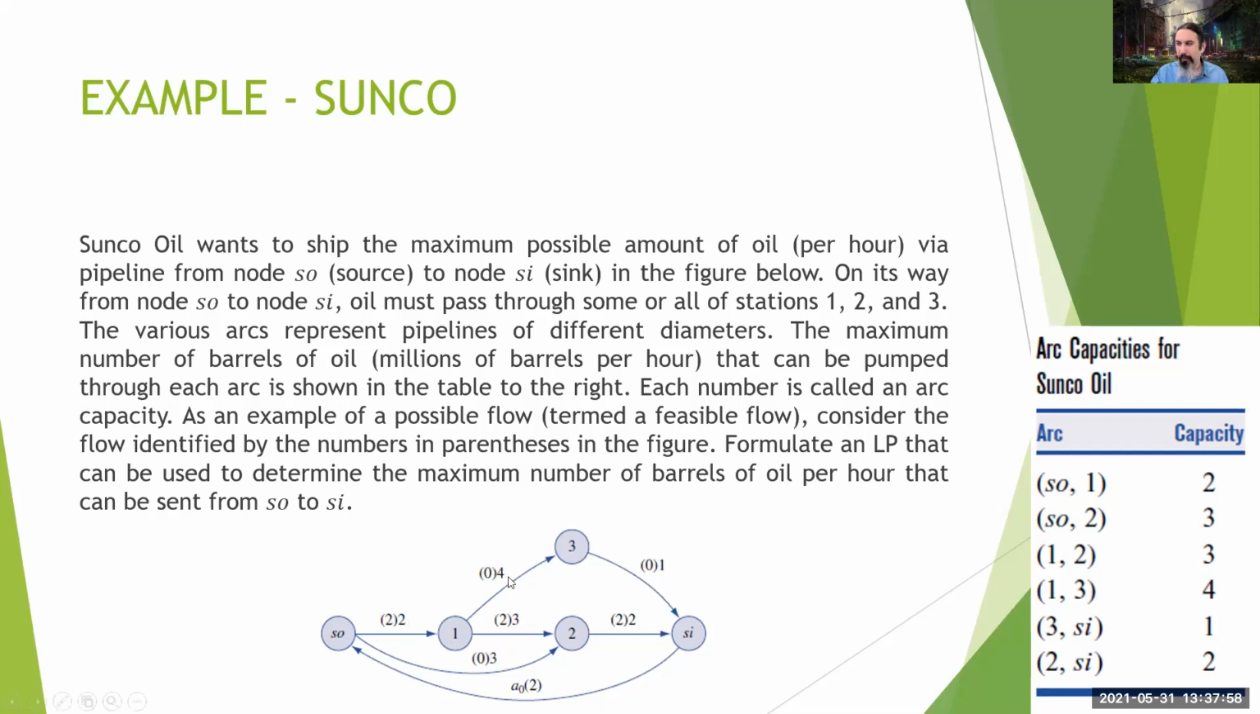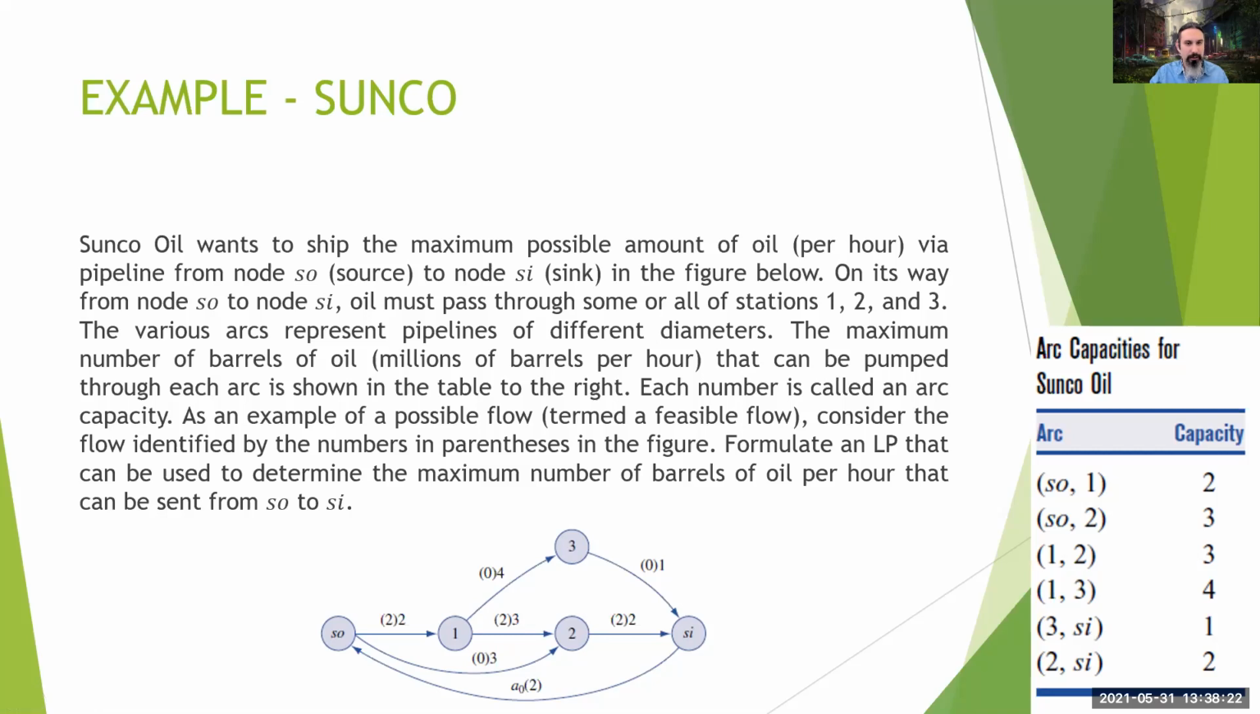So we have pipelines of different diameters. Their largeness, let's say, change. Okay, the amount of oil that can pass through them is different. The maximum number of barrels of oil, millions of barrels per hour, that can be pumped through each arc is shown in the table to the right. So these are the capacities, these are their capacities.